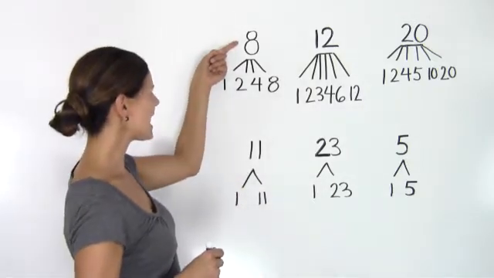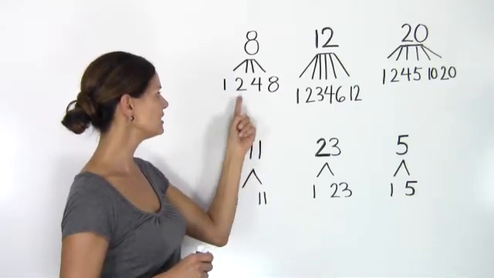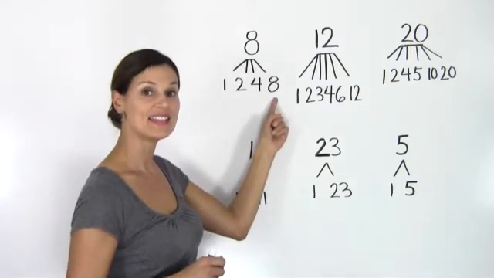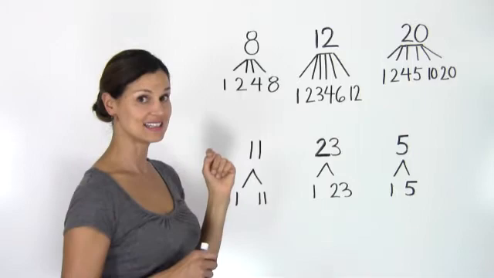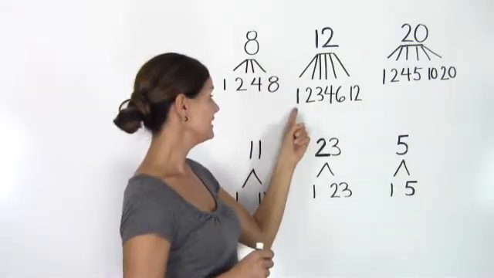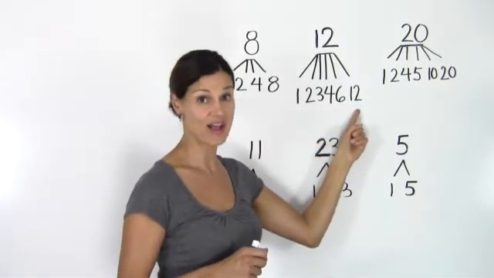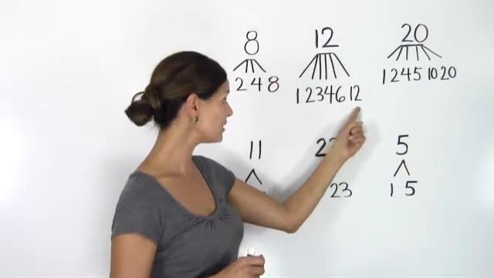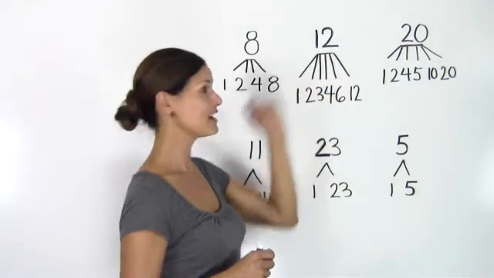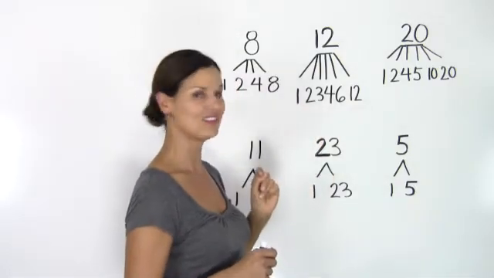If we look at the number 8, we can see that 8 has 4 factors, 1, 2, 4, and 8. These are whole numbers that divide evenly into 8. Let's look at 12. 12 has quite a few factors, 1, 2, 3, 4, 6, and 12. Each of these whole numbers can divide evenly into 12. We can also see that 3 times 4 equals 12, 2 times 6 equals 12, 12 times 1 equals 12.